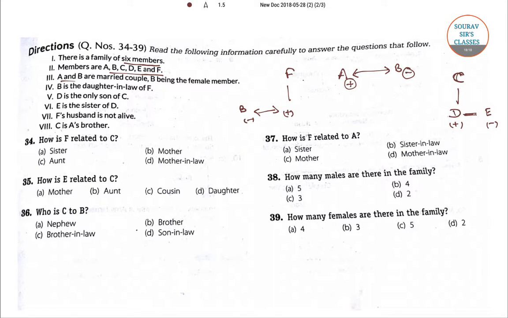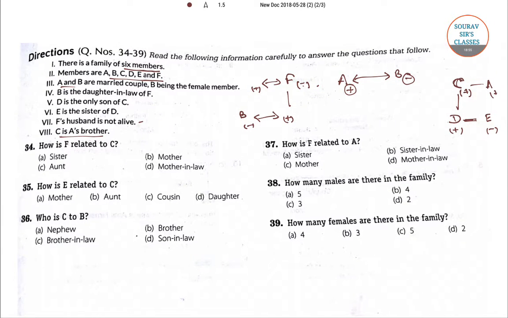In the next point it is given that F's husband is not alive. So this proves that F is female and F has a husband who is not alive. And the last says that C is A's brother. So this shows that C is also male. And he is A's brother who is also male. So C and A are brothers of each other.